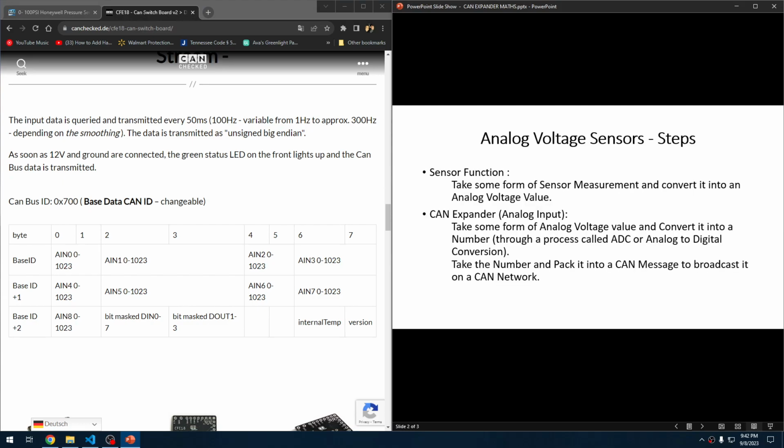So what does an analog voltage sensor do? It actually takes some type of measurement, whether it's pressure, position, temperature, whatever it may be, and creates an analog voltage value from it, right? And then the CAN expander takes that analog voltage value and converts it to a number. And that number is presented in a CAN message on the CAN network for whatever logging device to read that information when it's broadcasted.